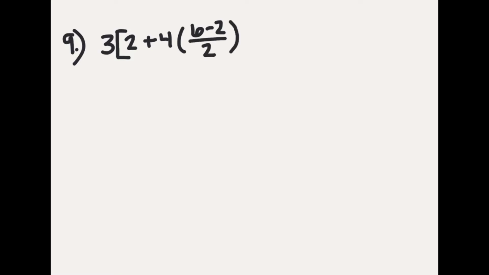All right, example 9. We're going to evaluate this expression. Are you ready? So we have 3 times the group. That's a bracket. 2 plus 4 times the group on top, 6 minus 2, divided by 2. That's the end of my bracket, sorry. Plus 1 to the 8th power. That's a little sloppy. I'm going to fix that for you. So it's 1 to the 8th power.